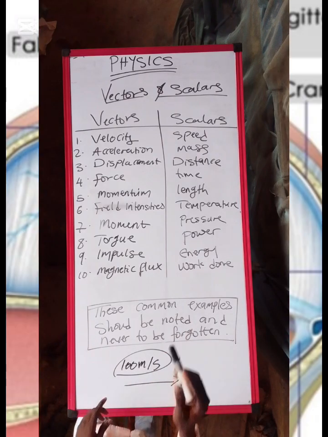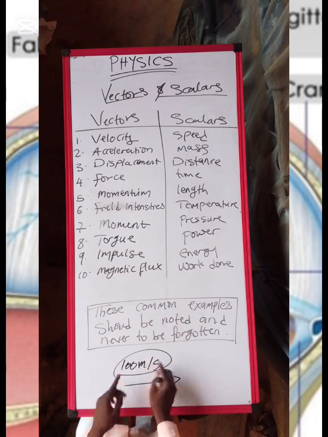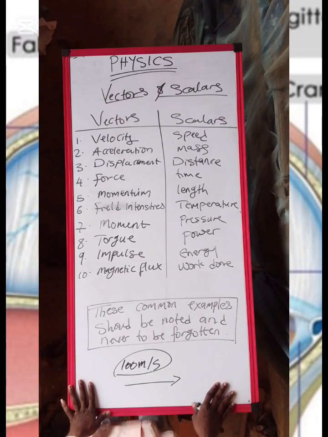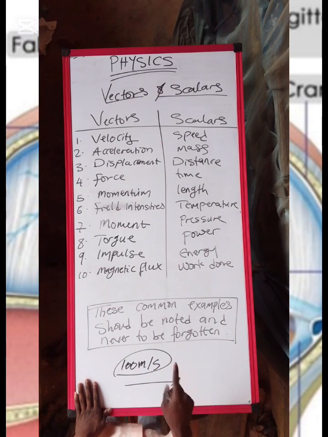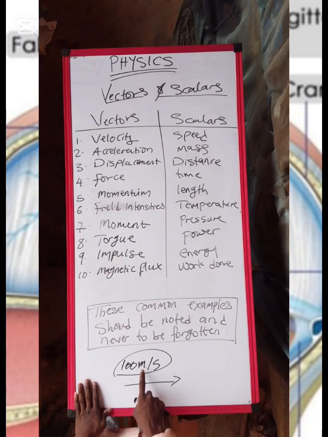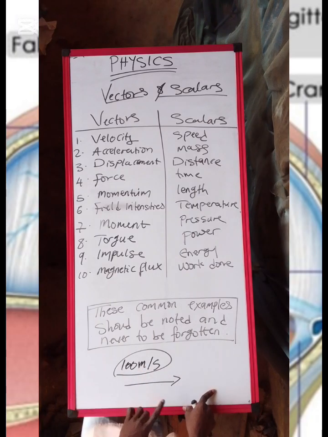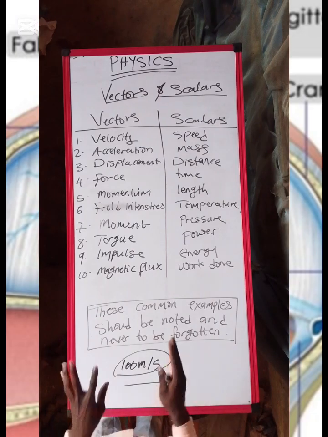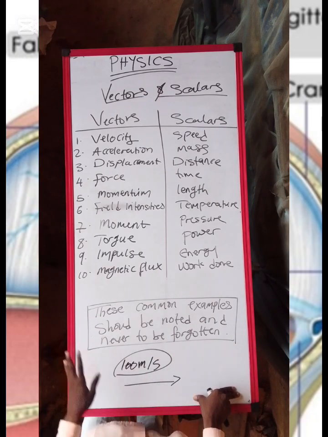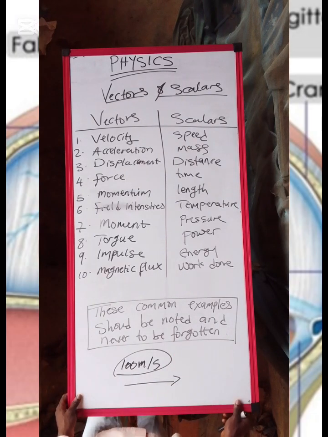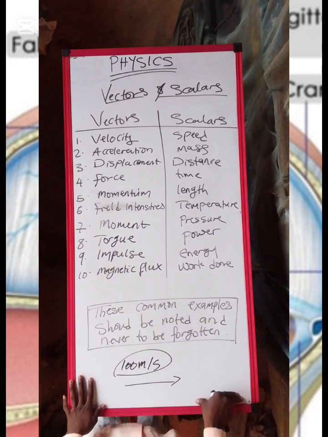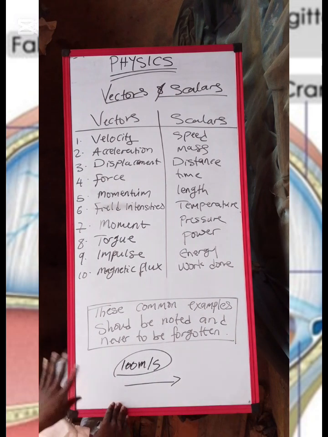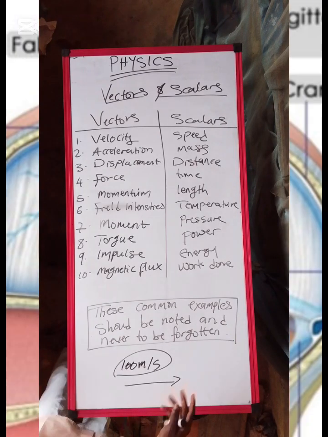Scalars only have a value and a unit. Meter per second is the unit here. But they don't have direction. Meanwhile, vectors will have both magnitude, that means this numerical value and this unit you can see here, and at the same time they also have a particular direction where they are heading to. So that's the difference between vectors and scalars. For exam condition, vectors are quantities with both magnitude and direction, and scalars are quantities with only magnitude but no direction.